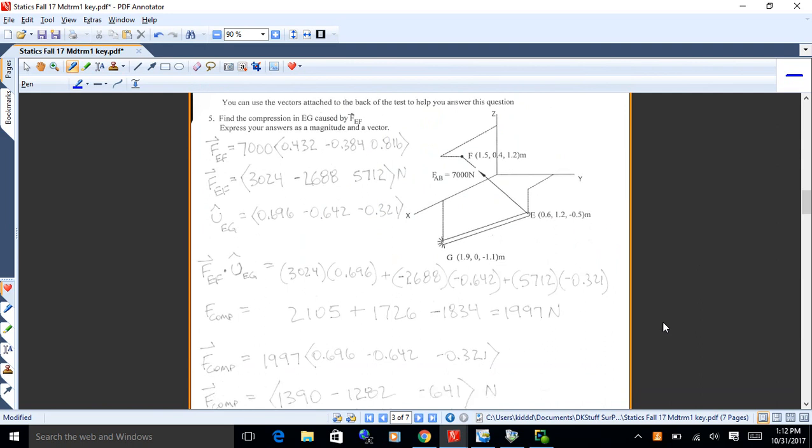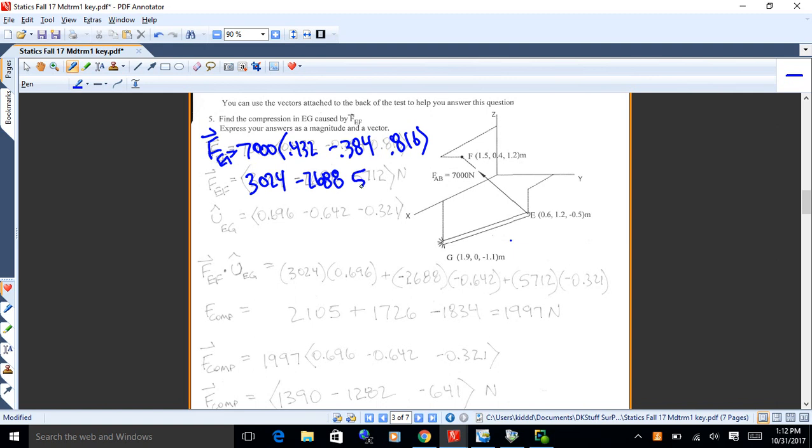Okay, the next one, this is a dot product. So what you want to do is find FEF. Now, we kind of talked about this yesterday. On that back page, I gave you the unit vector for EF. So that's 0.432, negative 0.384, and 0.816. So you just factor that up by 7,000 and you get FEF. So that's 3024, negative 2688, and 5712. So that's the force vector FEF.